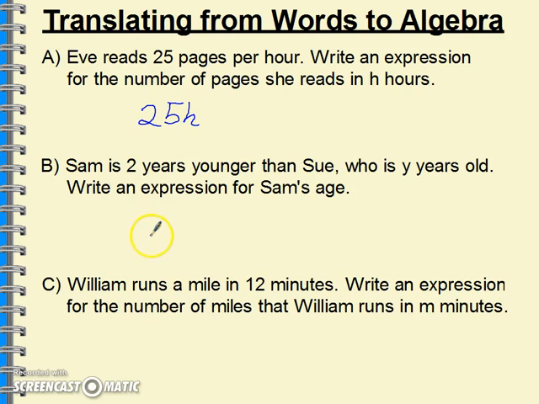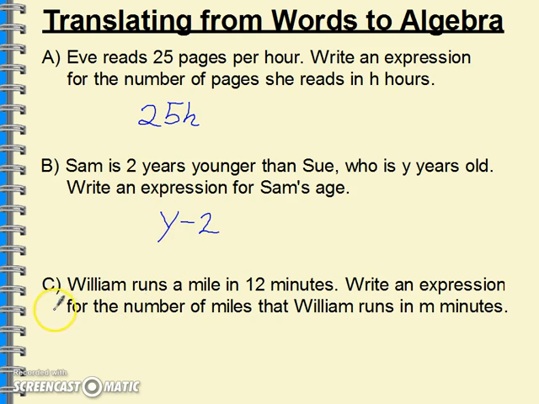Now that you have tried B and C, see if your results match the ones that we discover here. Sam is 2 years younger than Sue, who is y years old. Write an expression for Sam's age. Well, since Sam is 2 years younger than Sue, we can have Sue represent the variable. Since Sam is 2 years younger, we're going to subtract 2 years from whatever Sue's age is. We do not know what Sue's age is, therefore a variable is used.